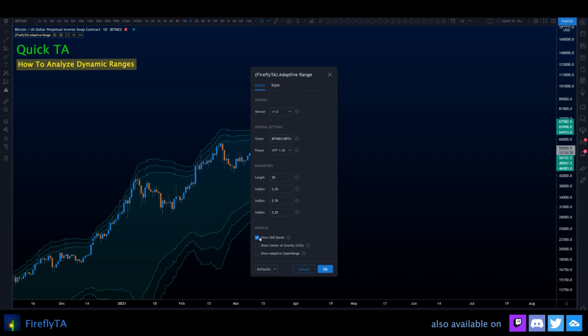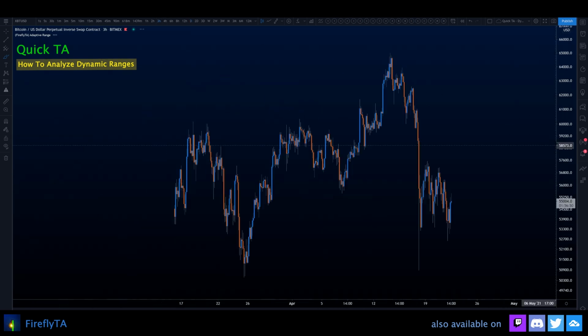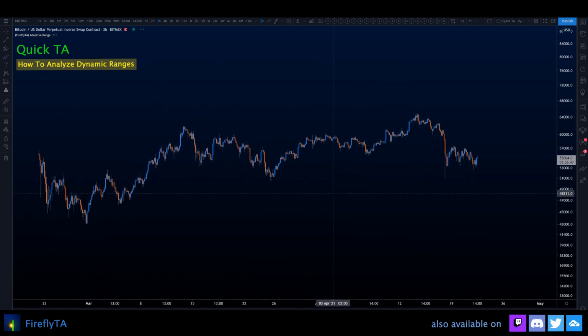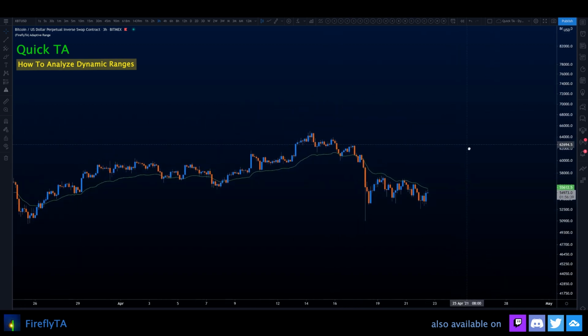So the next module I want to show you is the center of gravity. Going back to the 3-hour chart, the center of gravity is a really, really powerful and nice tool. So let me explain this to you.